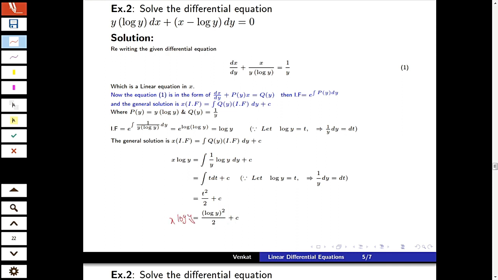If you divide it by log y, you will get x equals log y by 2 plus c by log y. This is x in terms of y. Here y is the independent variable and x is dependent, so the solution is in terms of the dependent variable x.